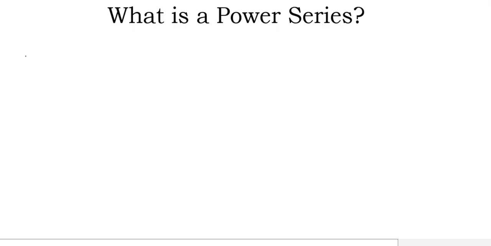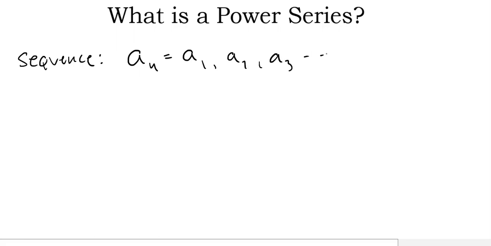First of all, we know what a sequence is. And a sequence, a sub n, would be something like a sub 1, comma, a sub 2, comma, a sub 3, dot, dot, dot. It goes on infinitely far. These are the terms of the sequence, and a sequence is just a list of numbers.